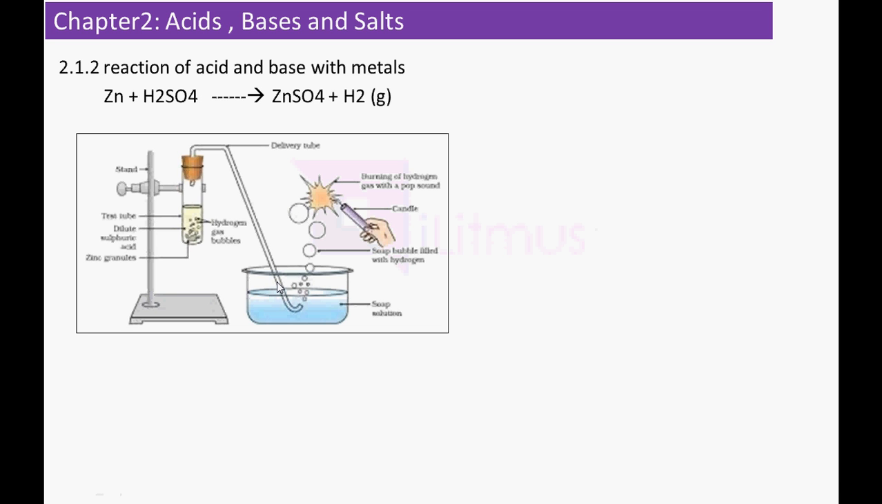This is a typical representation of the laboratory experiment. Here is the acid, and inside it the granulated metal has been put in, and if you give a little heat, you will then see the hydrogen gas coming out. Burning hydrogen is a property of hydrogen: if you put it near a candle, it will burn.